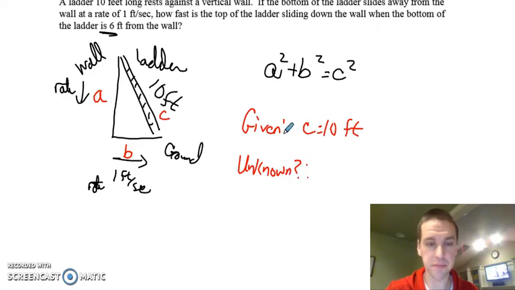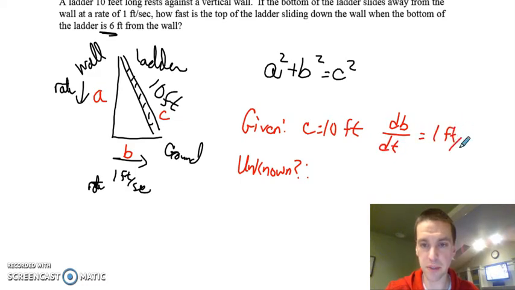The unknown. Not a question right there, but we'll leave it. The unknown is, oh, and the other given, I have it right here, that dB over dt equals 1 foot per second. And we're going to say that it's increasing, so it's a positive 1 foot per second, because it's increasing because it's going out. It's gaining in length.